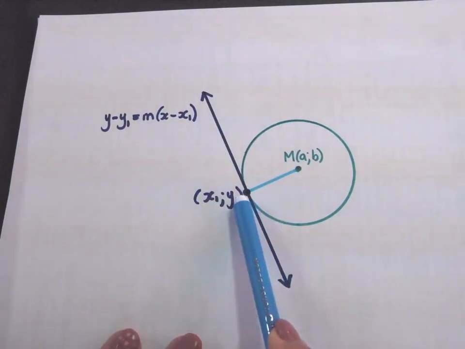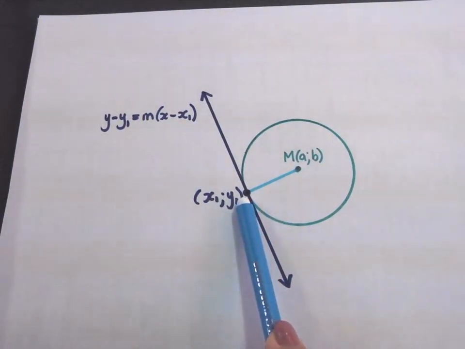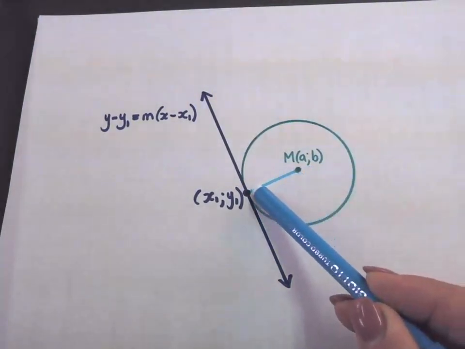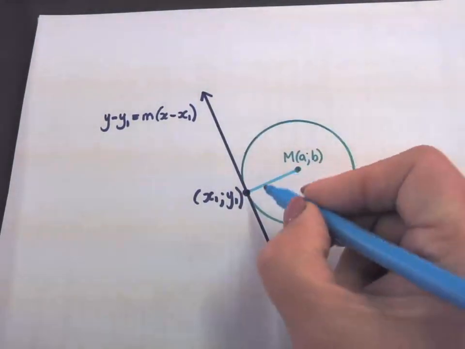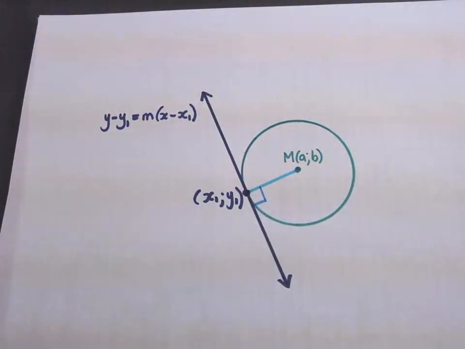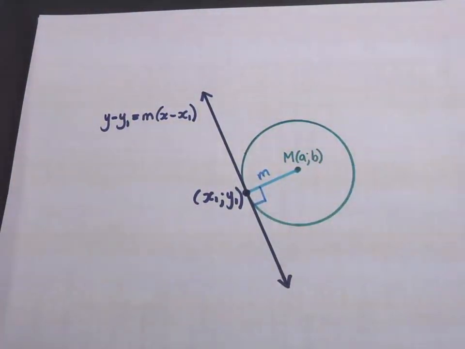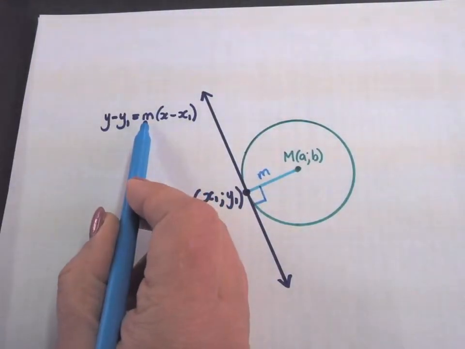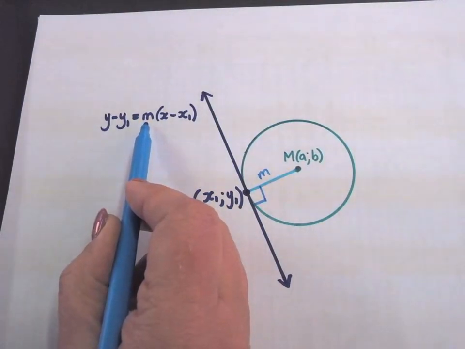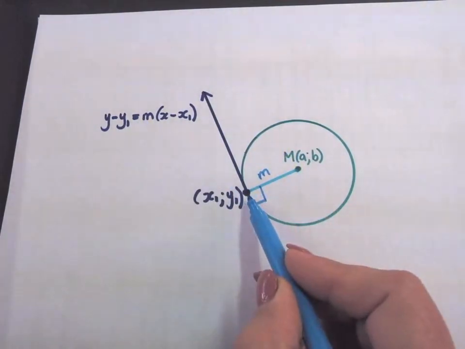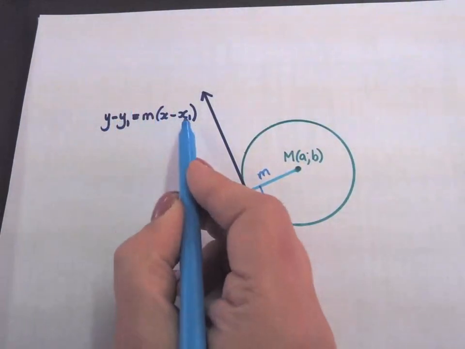But we only have 1 point on the tangent, so we can't calculate the gradient with only 1 point. But we know from Euclidean that a radius is perpendicular to a tangent. Therefore, if you can get the radius gradient, you can tip and flip it and then use it for the tangent gradient. And you can use the point of contact as the x1 and the y1.